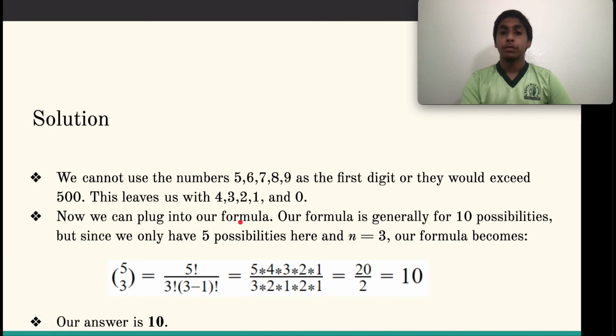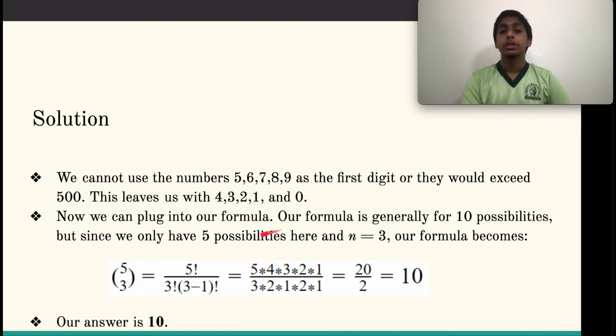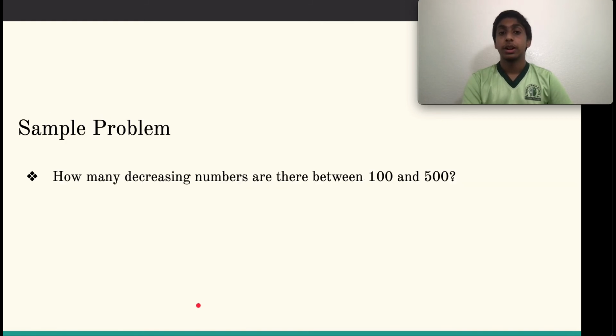Now we can plug into our formula. Our formula is generally for 10 possibilities, but since we have 5 possibilities here and n is equal to 3, because we're trying to find 3-digit numbers between 100 and 500, we can do 5 choose 3. Or you could have written it in factorial form: 5 factorial over 3 factorial times 3 minus 1 factorial. When we cancel that out, you would get 20 over 2, which is 10. So there are 10 decreasing numbers between 100 and 500.